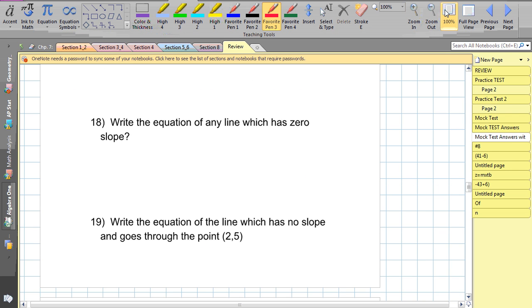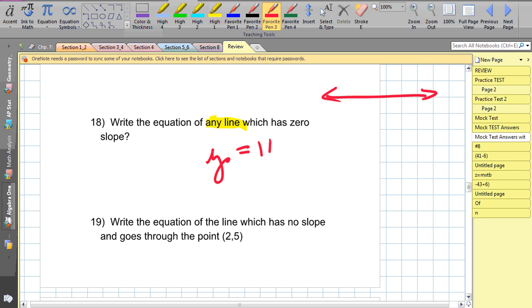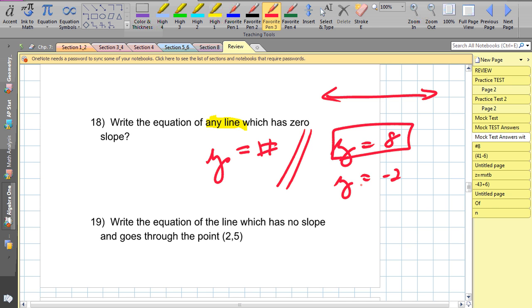18 says what? Write the equation of any line which has zero slope. Well, hopefully you know that lines that have zero slope are horizontal lines, and we just covered that any line that looks like y equals some number, doesn't matter what number it is. It could be y equals 8, that would be one acceptable answer. Y equals negative 2, that's another acceptable answer. Any line that looks like y equals some number would be a horizontal line, and all horizontal lines have a slope of 0.